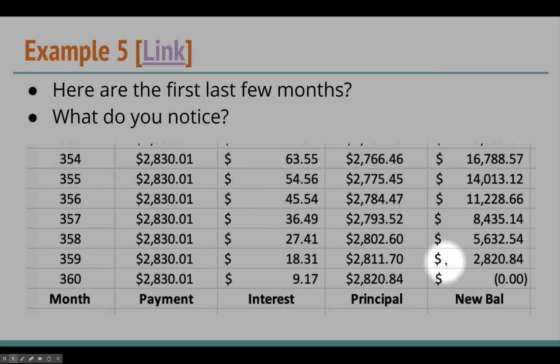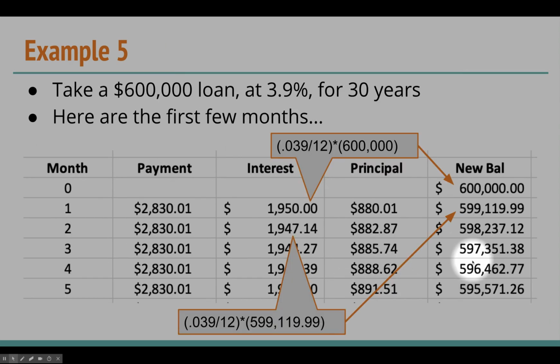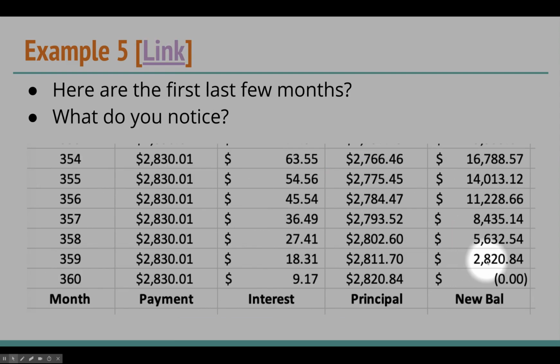And also notice that the balance going into that last month is only $2,820.84. So what you see here is that this has been completely paid down. The balance from the previous month matches right here the principal that I'm paying down in the last month, which means that my new balance is 0. And so if you set up your amortization table correctly, the very last entry in the table should get you to 0 because your balance is 0 and you would have paid off the loan.